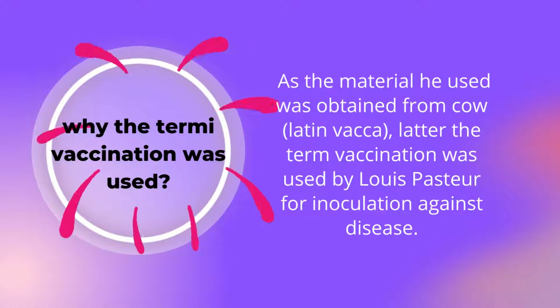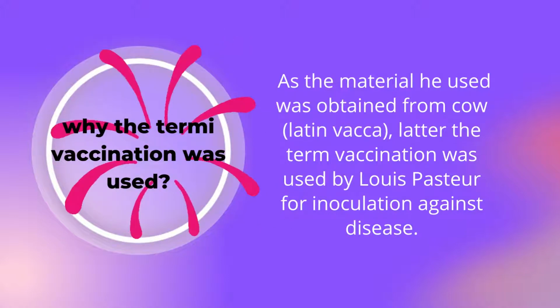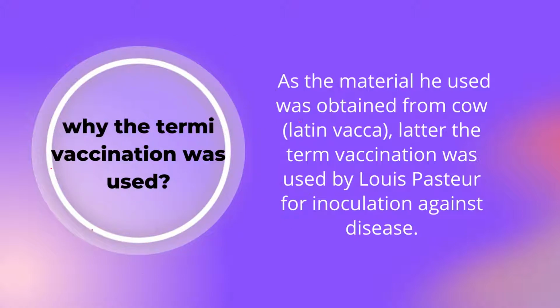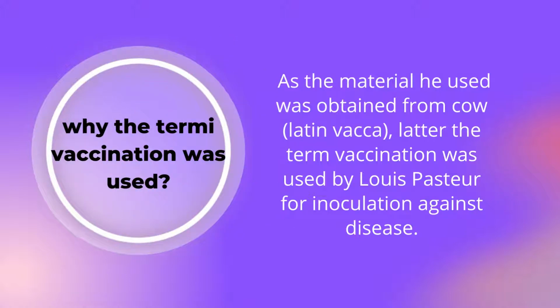Why was the term vaccination used? Why is it called vaccination? Because the material was obtained from a cow. In the Latin language, cow is called vacca. Later, the term vaccination was used by Louis Pasteur. This method was discovered by Edward Jenner, but that method was named by Louis Pasteur as vaccination in honor of Edward Jenner, because he used that material from the lesions of cowpox.